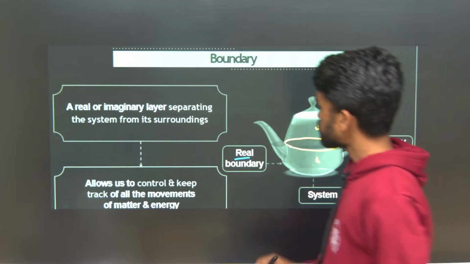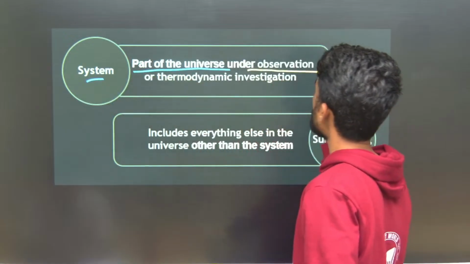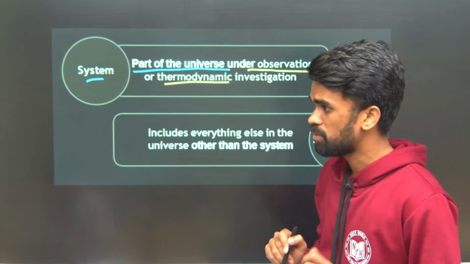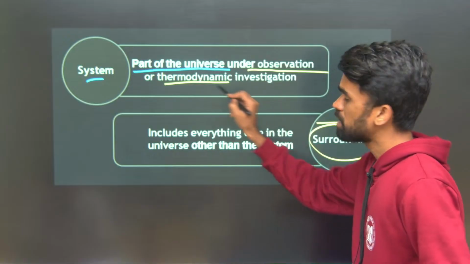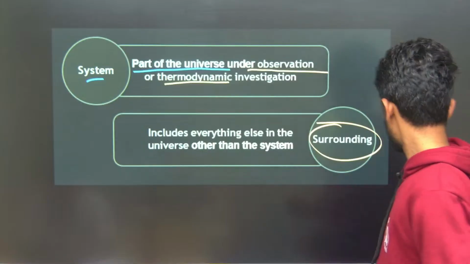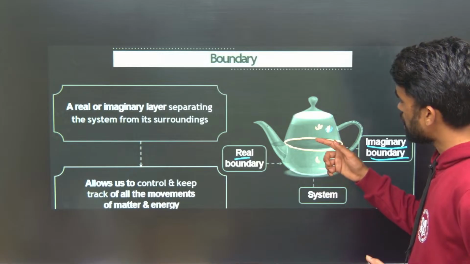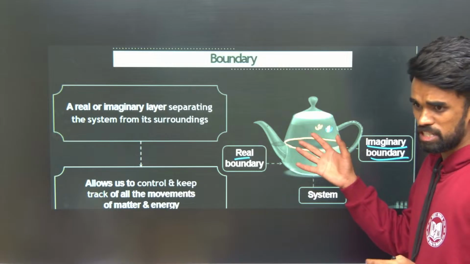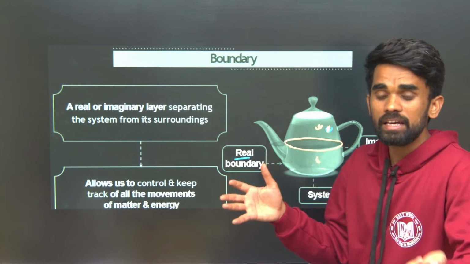So the system is the part of the universe under our observation or under thermodynamic investigation. Surroundings means everything except the system, or the part which is under our observation. Now this boundary is where the system takes heat energy in or releases it.